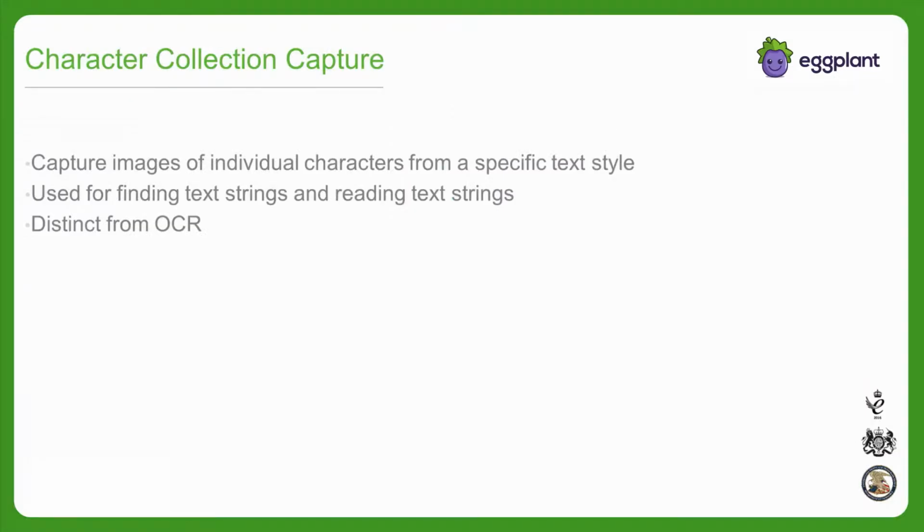Character collection capture sessions also capture images. However, the images are small, encompassing just a single text character, and the images are referenced quite differently within a script. The purpose of character collections is to create a set of text character images that can be used for both finding text strings on the screen and also reading text off the screen. In almost all cases, a single character collection will include images of characters that use the same text style and will not mix styles. Though both character collections and OCR are used to find and read text, the approaches are fundamentally distinct. Character collection searches use image matching to find and read text.